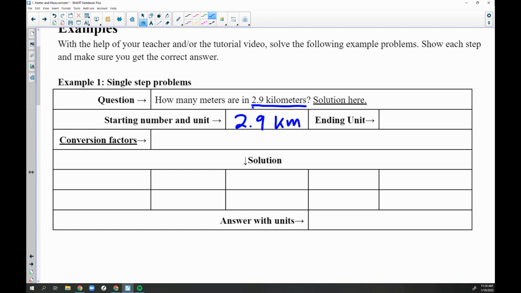And our ending unit is going to be meters. So you could think of it like this, where we're going from kilometers to meters. And you really got to read the question carefully and identify that correctly, because if you get that part wrong, you're kind of doomed for the rest of the problem. Any questions so far? All right.